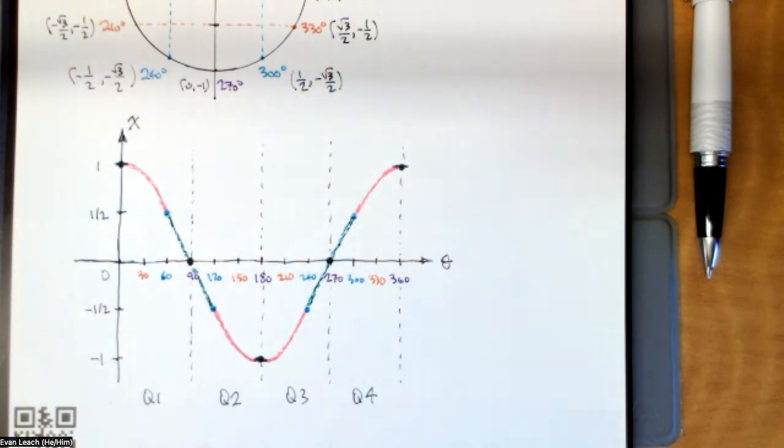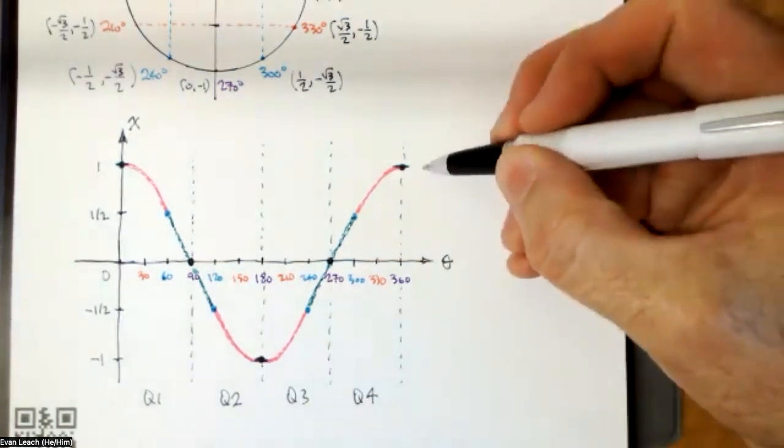What we're trying to do is learn the unit circle from 0 to 360 degrees. Because once we know what's going on from 0 to 360 degrees, we know what's going on everywhere. Because once we get here, it just does the same thing over again.